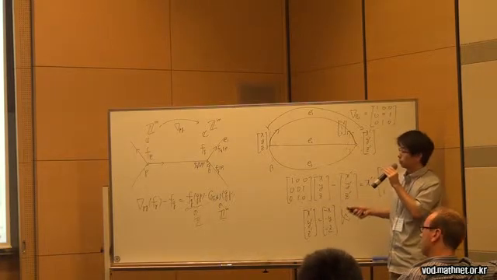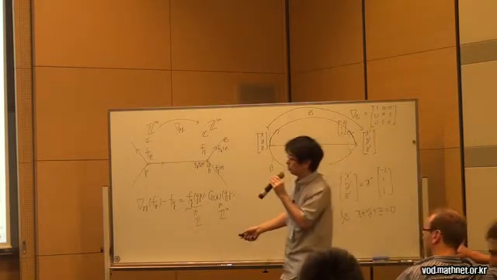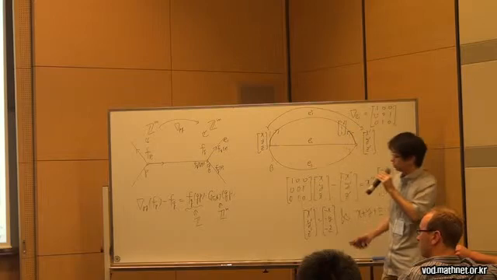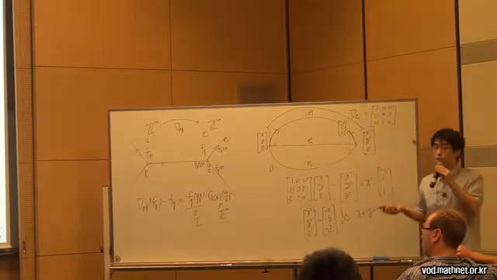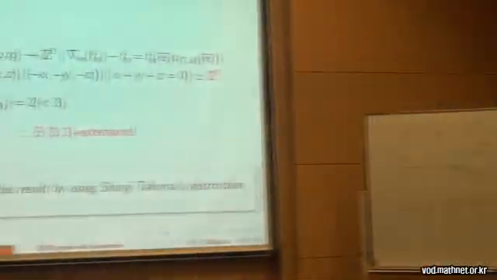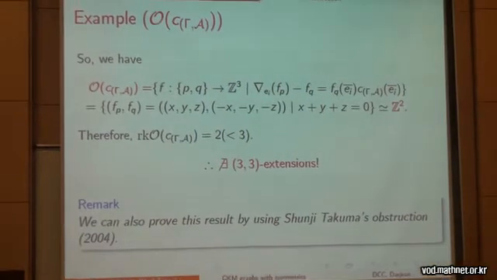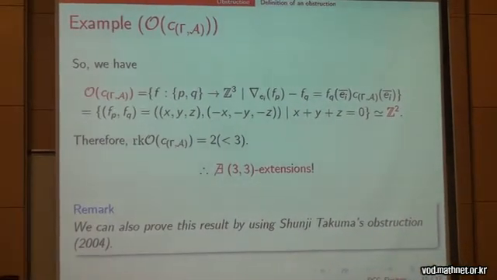Okay. So this is also proved by using Shinichi Takuma's obstruction, which was introduced in 2004. In his case, he uses a holonomy on a GKM manifold. But in this case, we use the idea of Pradhan-MacPherson. So these are different types of obstructions.